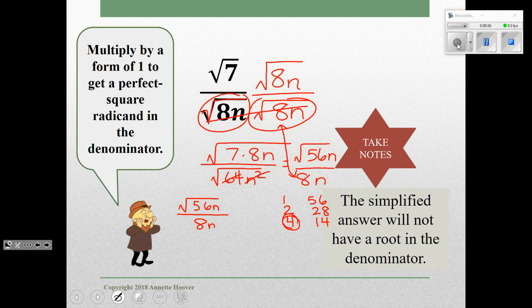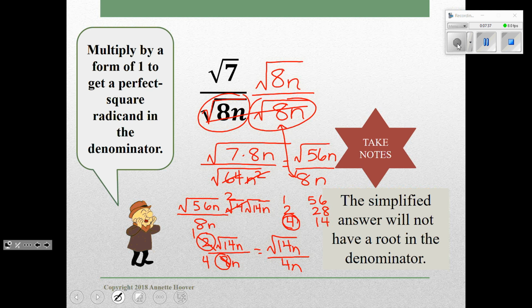So I could break 56 down into 4 times 14, and I'm going to keep the n under there. I can take the square root of 4, which is 2. So on the top I have 2 square root of 14n, and on the bottom I have 8n. Now here I could actually simplify it a little bit more, because on the outside of the radical sign I have a 2 and I have an 8. Both of those are divisible by 2. That would become 1. This becomes 4. So our final answer is the square root of 14n divided by 4n.